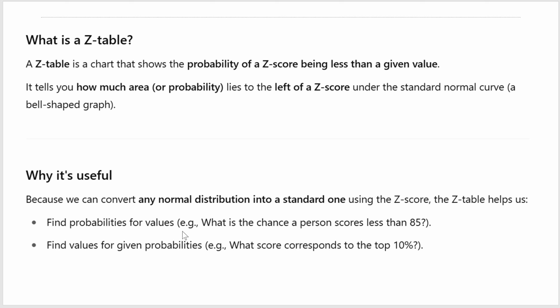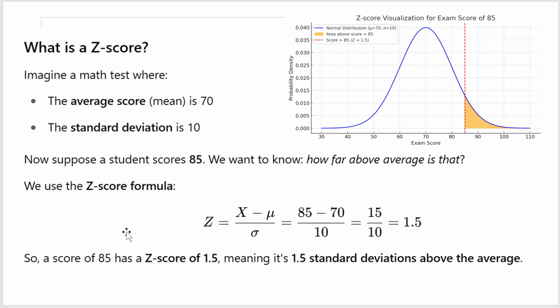For instance, find the probabilities of values. Example, what is the chance a person scores less than 85? Or find the value for given probabilities, for instance, the score corresponding to the top 10%. So you can answer all these questions.